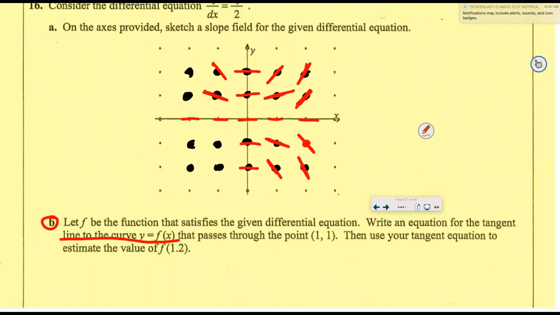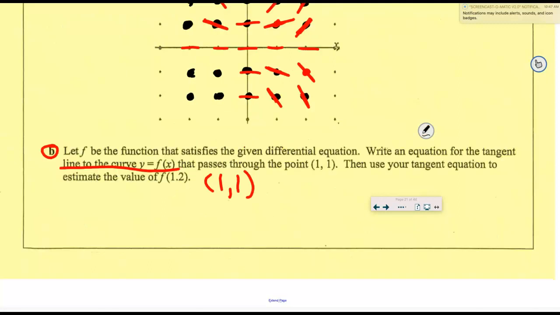We need two things. What are they? Slope and point. The point was given to me. They're saying through this point, (1, 1), what must the tangent line slope have been? Okay, so what would the tangent line slope have been? 1/2. You plug it in to the differential equation, right? It was x times y over 2.